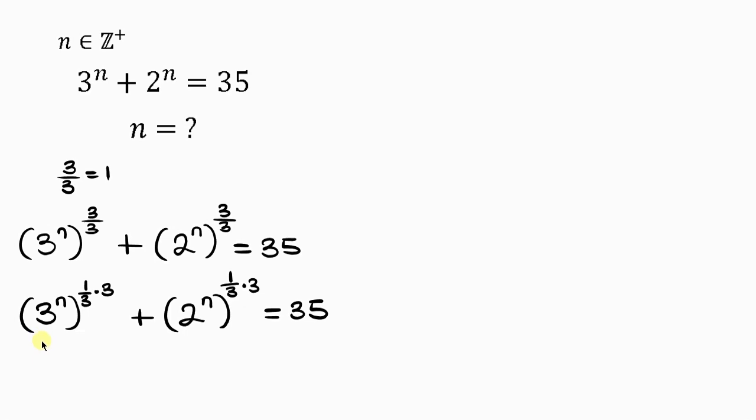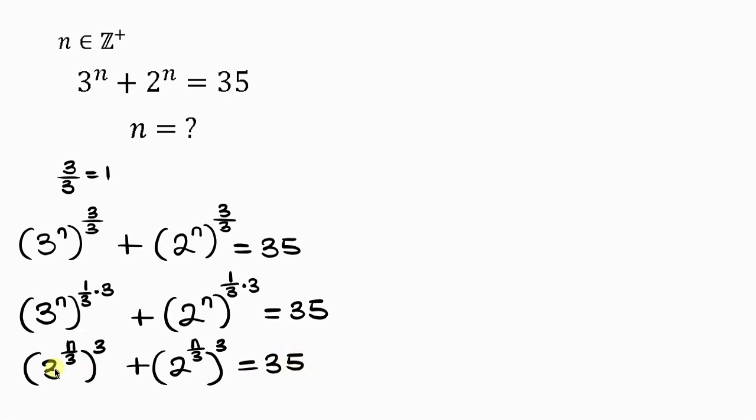Now, from the law of indices, powers multiply. So I'm going to be using n to multiply 1 over 3 so that it becomes 3 to the n times 1 over 3 is n all over 3. And this is raised to the 3. Plus, we do the same thing here. 2 to the n times 1 over 3 is n over 3. And this is raised to the 3 equal to 35.